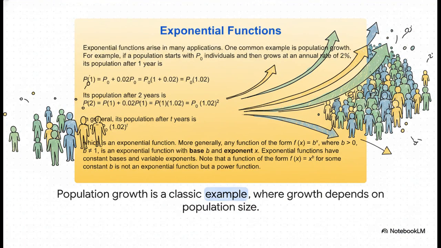To really get a handle on this, let's look at a classic example from our source material, population growth. Think about it. The increase in population each year isn't a fixed number. It depends on how many people are already there. The more people you have, the more the population can grow. So it's not adding, it's multiplying. And that multiplying effect is what causes this growth to accelerate and just surge.